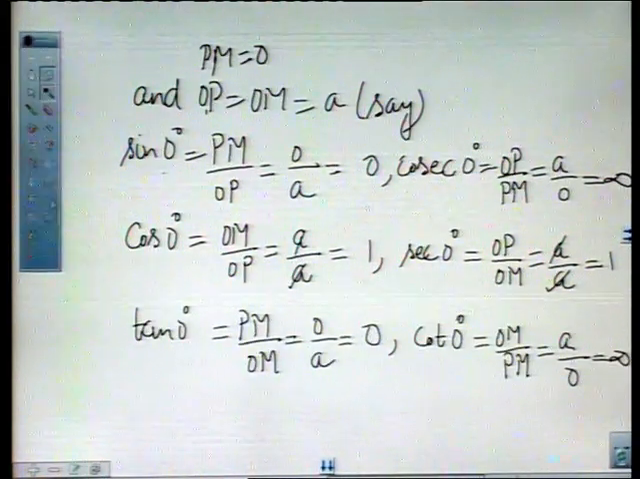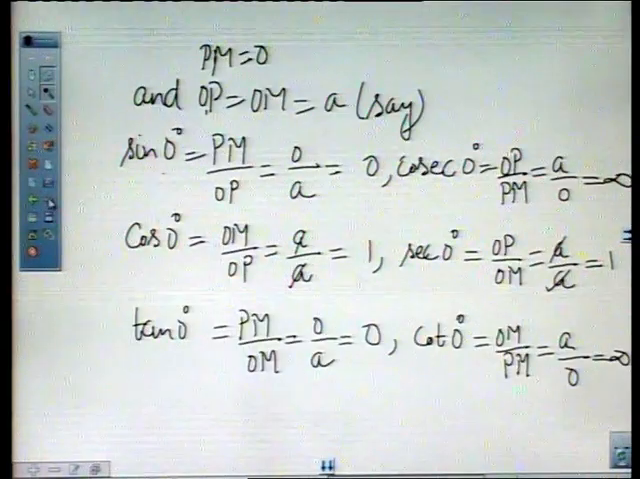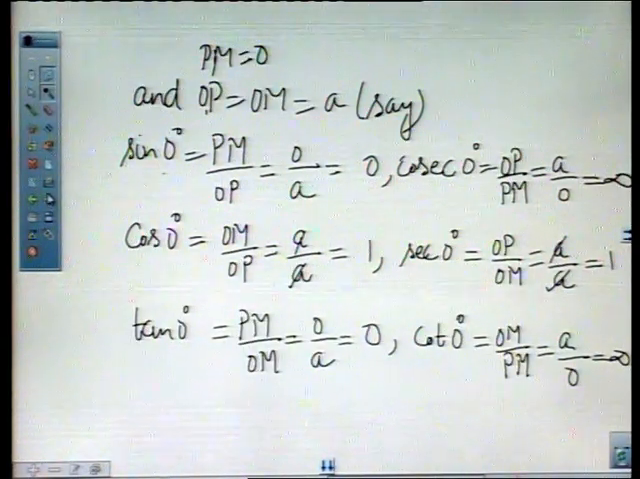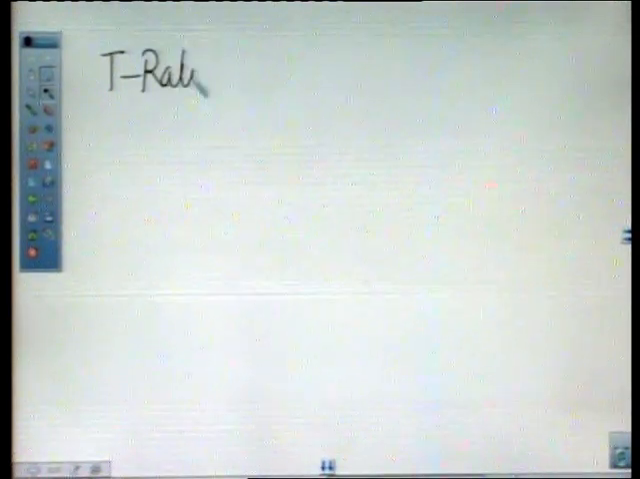Now, next let us find the T ratio of 30 degree.